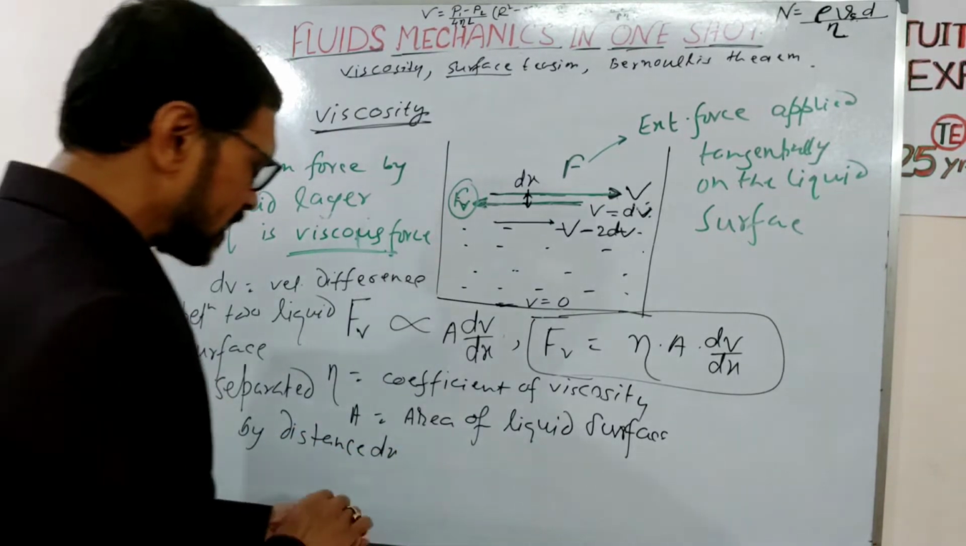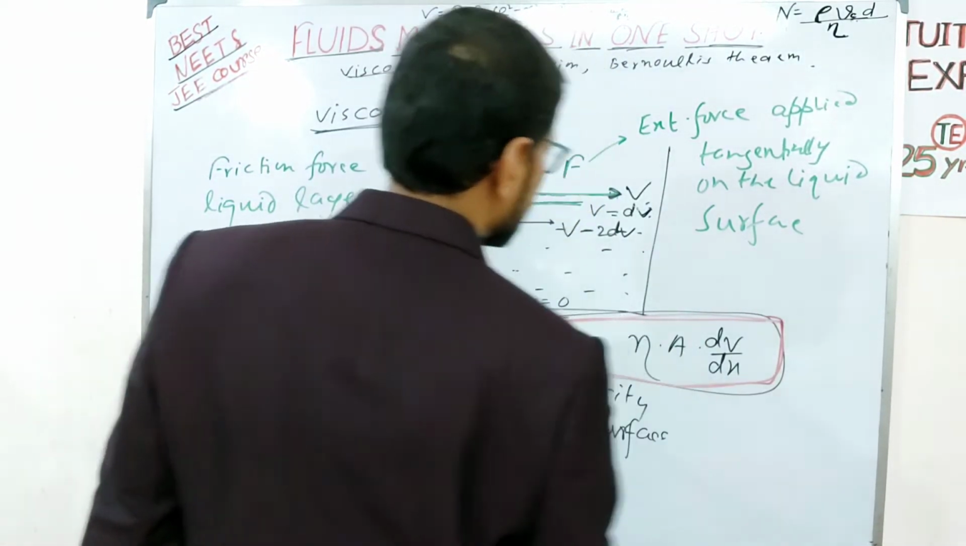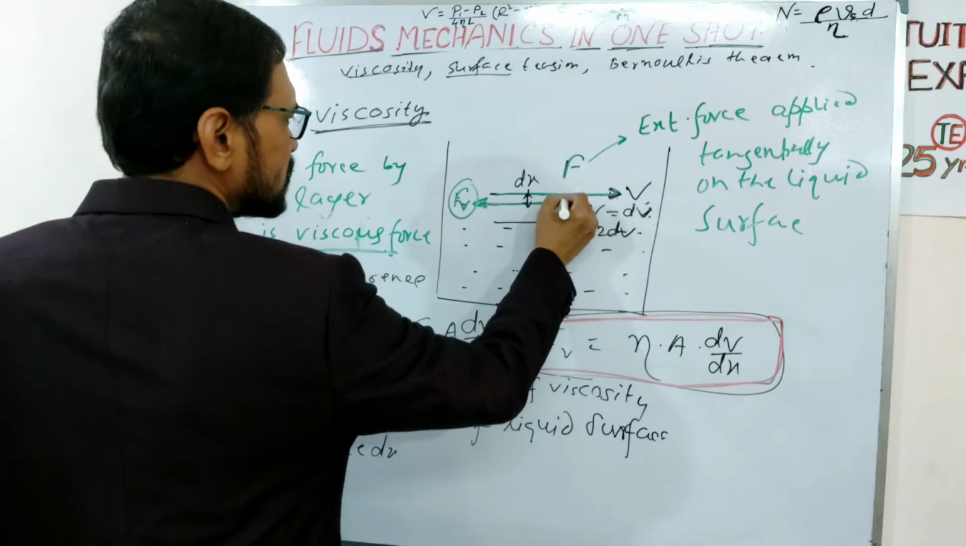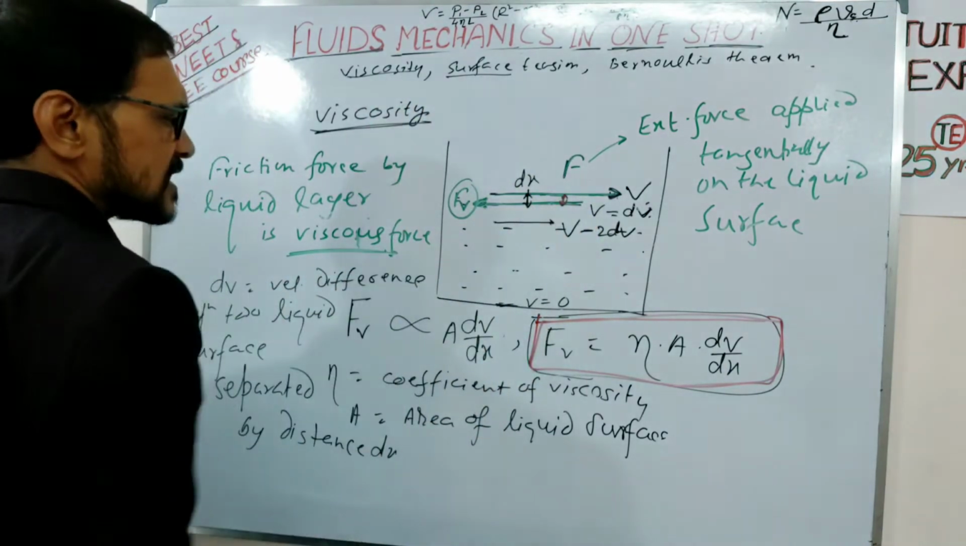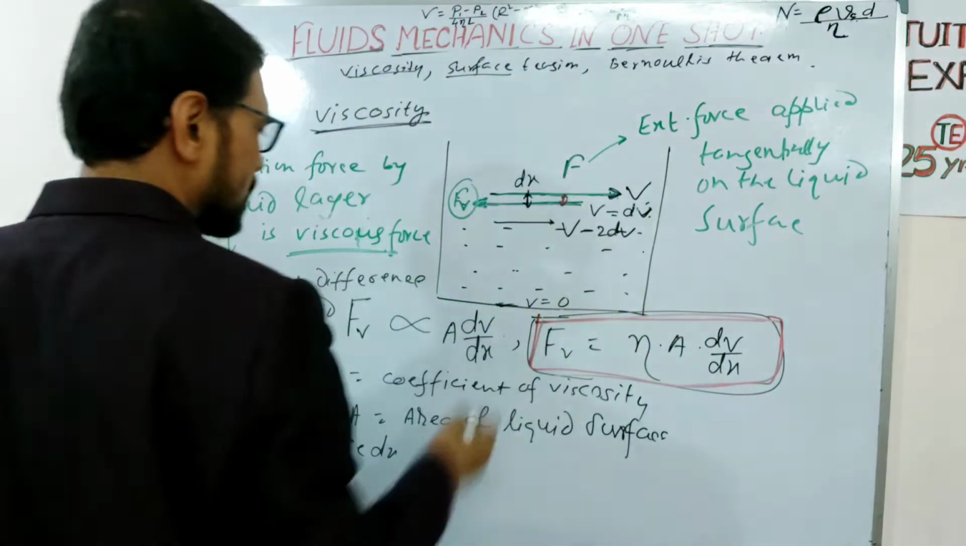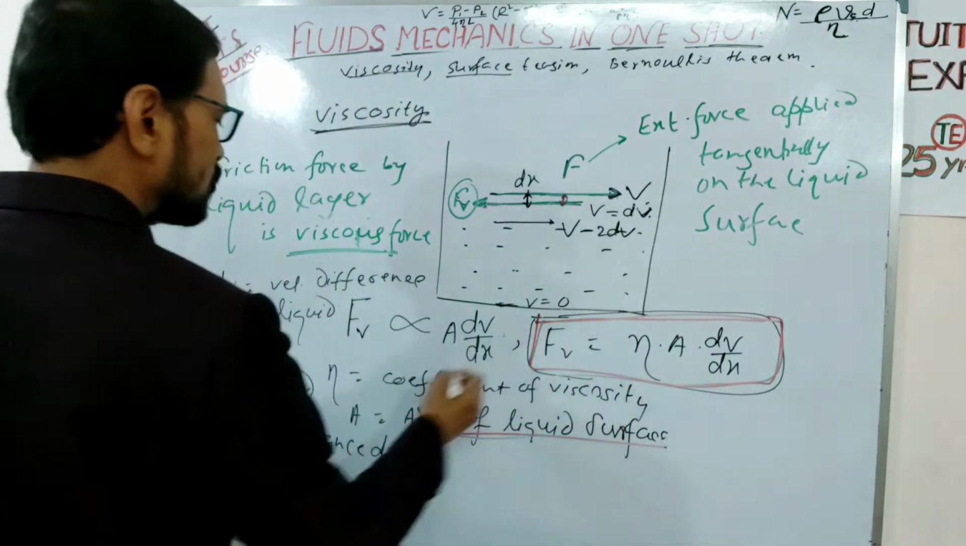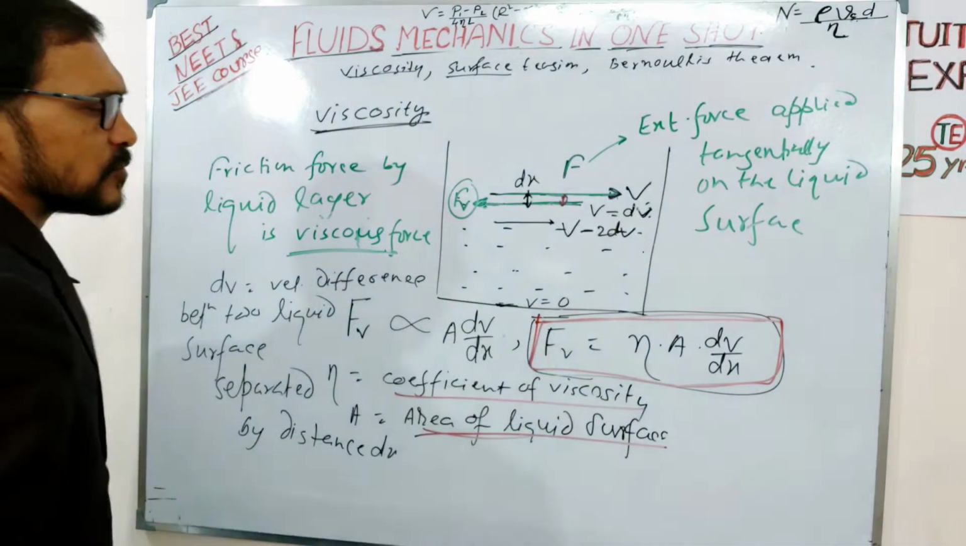So this is the main formula: Fv equal to eta A dV by dx. dV is the velocity difference between two liquid layers separated by distance dx. dx is the distance between two liquid layers. A is the surface area of the liquid surface, and eta is the coefficient of viscosity. So this is the main formula.